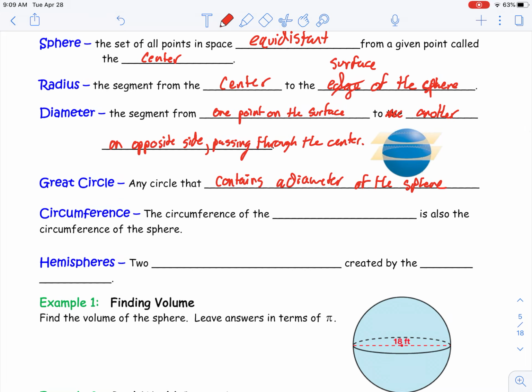And again, the circumference of our great circle is the same thing as the circumference of the sphere. In other words, all we're saying is that we need to measure circumference around the widest part of a sphere. And then last but not least, hemispheres are two half spheres created by the great circle. Again, a great circle would break this sphere up into two sections, one on top and one on bottom, which we'll call hemispheres.